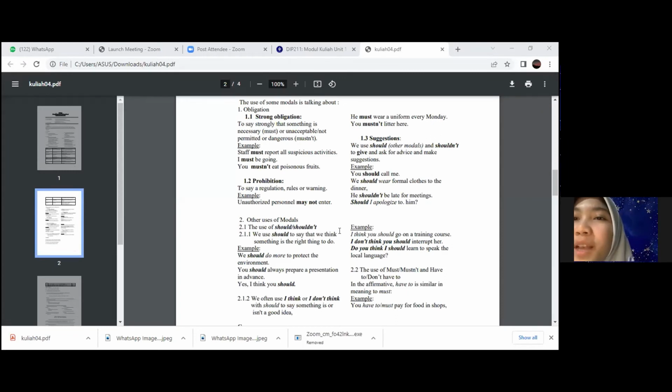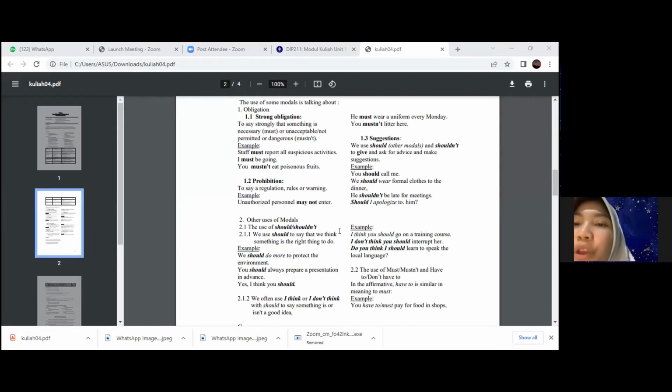The use of some modals is talking about 1. Obligation. 1.1 Strong obligation. To say strongly that something is necessary, must, or unacceptable, or not permitted, or dangerous, mustn't. For example, staff must report all suspicious activities. I must be going. You mustn't eat poisonous fruits.